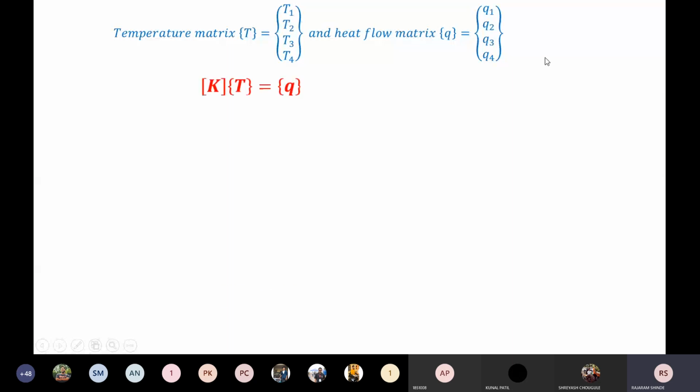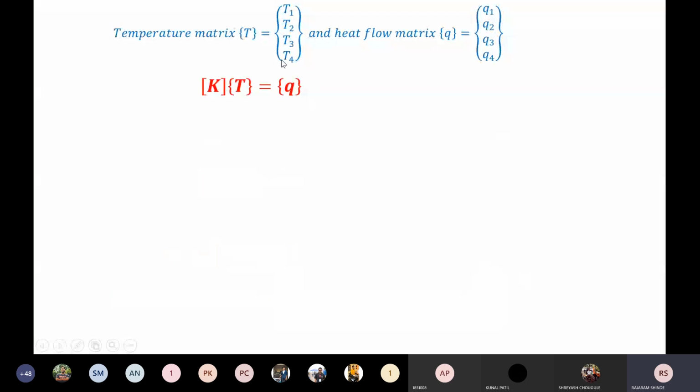After that you write the finite element equation. This is your finite element equation, K into T is equal to Q. Now you put the value of the K matrix from here. The T matrix is this one, and the Q matrix is this one. Now have you written this? K into T is equal to Q. Now you write this K into T is equal to Q.